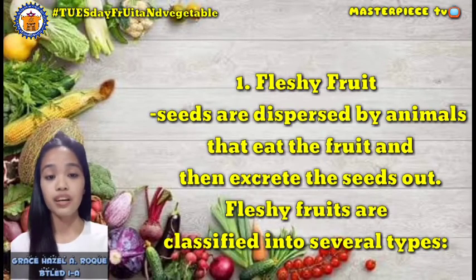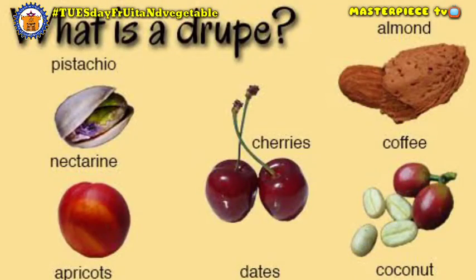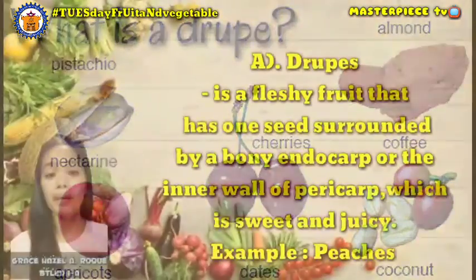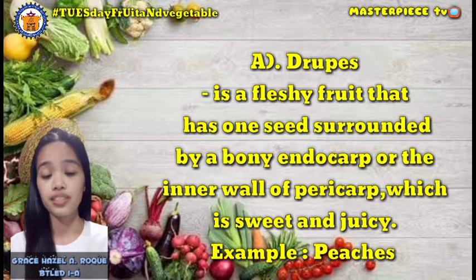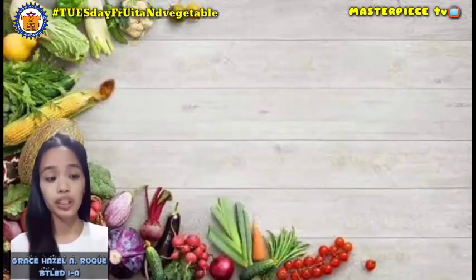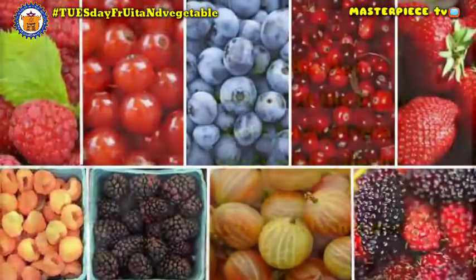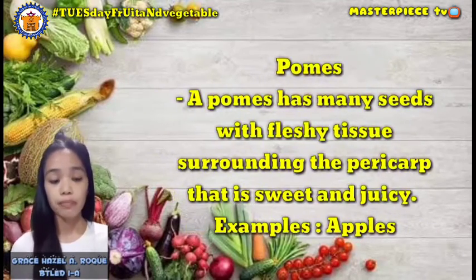Fleshy fruits are classified into several types. First is drupes. It is a fleshy fruit that has one seed surrounded by a bony endocarp, or the inner wall of the pericarp, which is sweet and juicy. For example is peaches. Number 2 is berries. Berries, on the other hand, have several seeds with a fleshy pericarp. For example, tomatoes. Third is pomes.